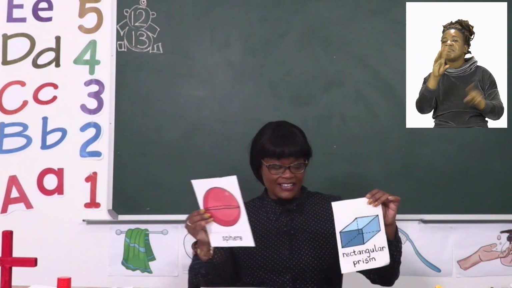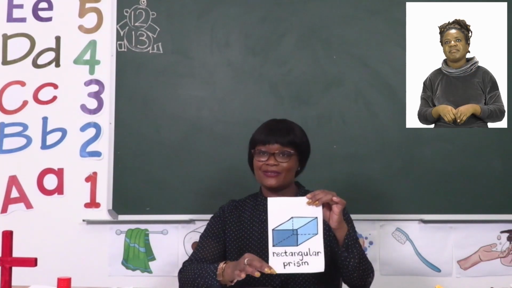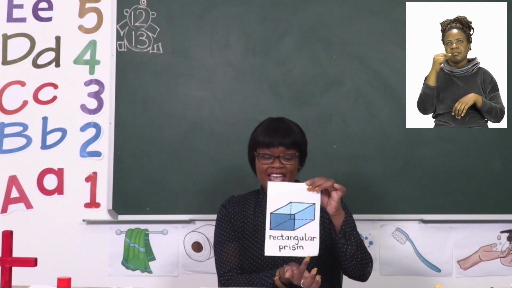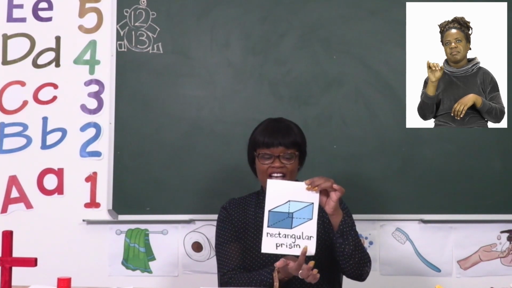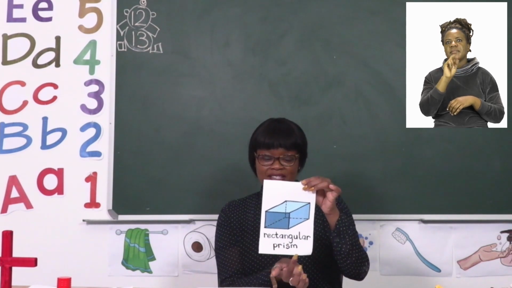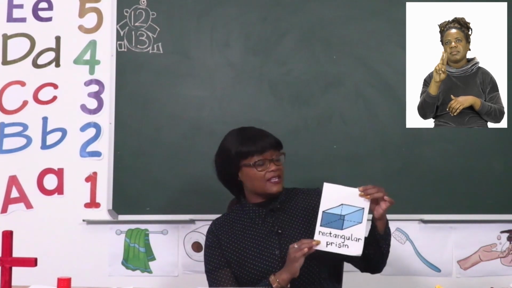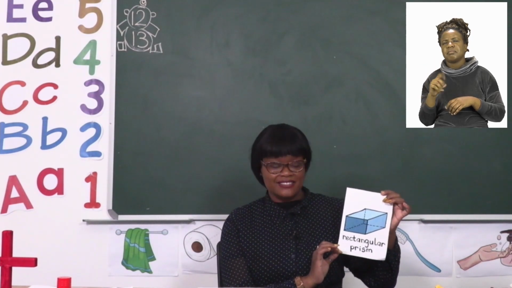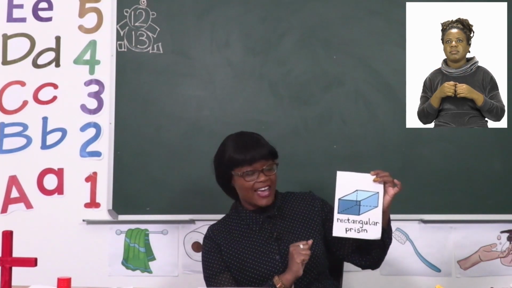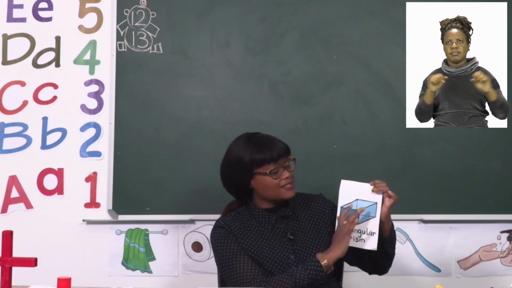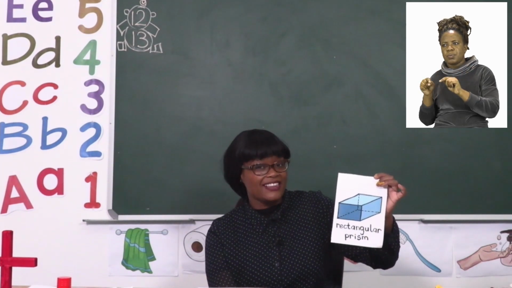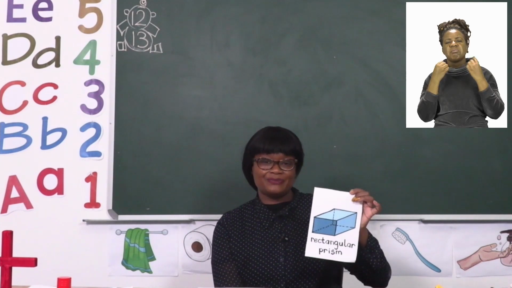The next one, or rather the last one, is a rectangular prism. Everyone, let's say rectangular prism. Rectangular prism. Now this one is related to the rectangle. That's why it's called rectangular. It is wide just like a rectangle and it also has a few squares to help it with its shape. There are many things in real life that have the rectangular prism.